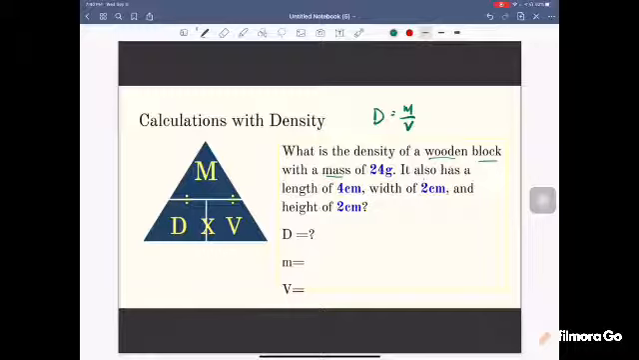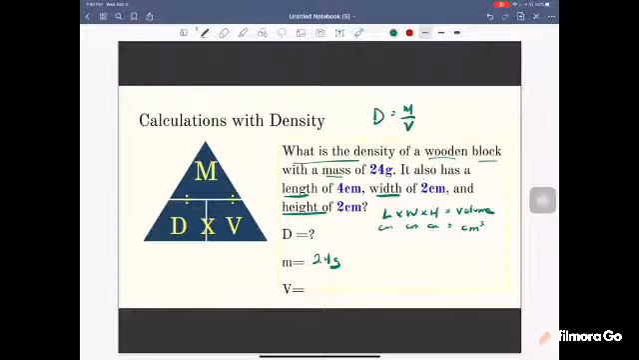Let's go ahead and figure out what we know. Density, that's what I want. Mass, 24 grams. So volume, it doesn't tell me a volume, but what does it tell me? It tells me length, width, and height of that wooden block. Those are the dimensions that I need because length times width times height equals the volume of that solid, okay? And in centimeters, that's going to be cubic centimeters of that wooden block.